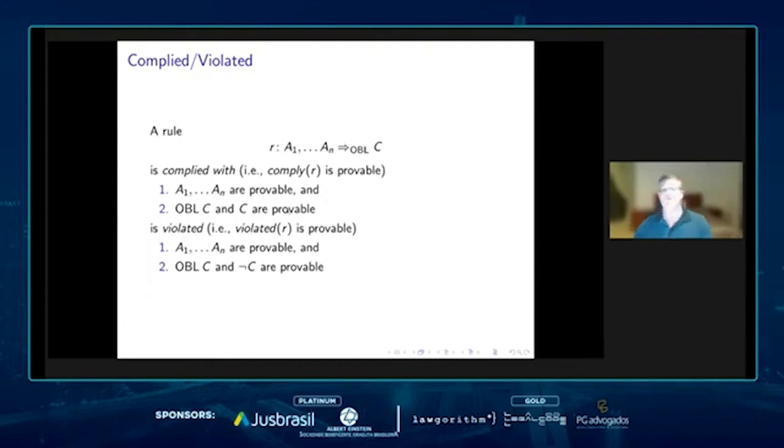And then when we want to consider it violated, essentially the first condition is the same. We need to be able to prove the obligation of the effect of the conclusion, and also that the opposite of the content of the obligation of the conclusion is provable. Okay, so it seems quite simple.